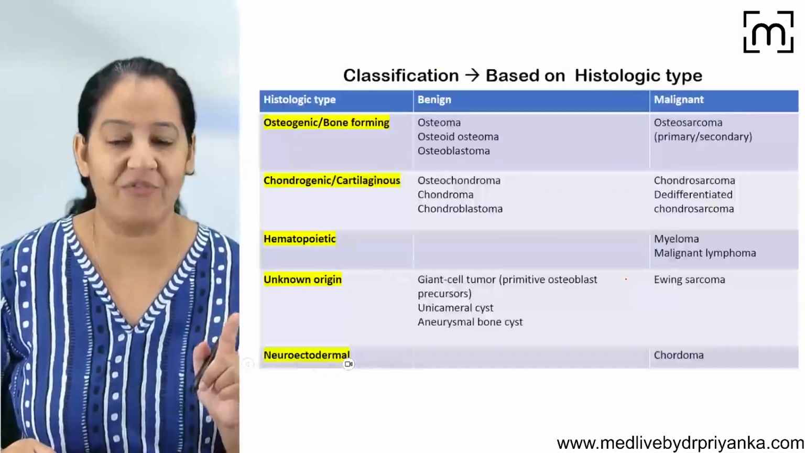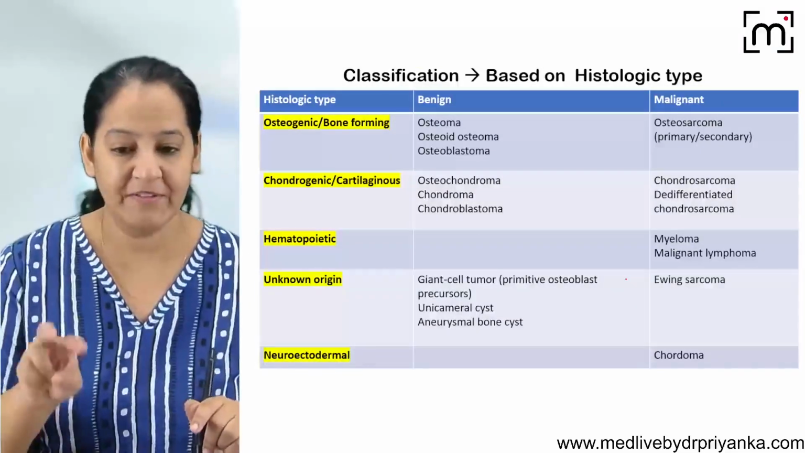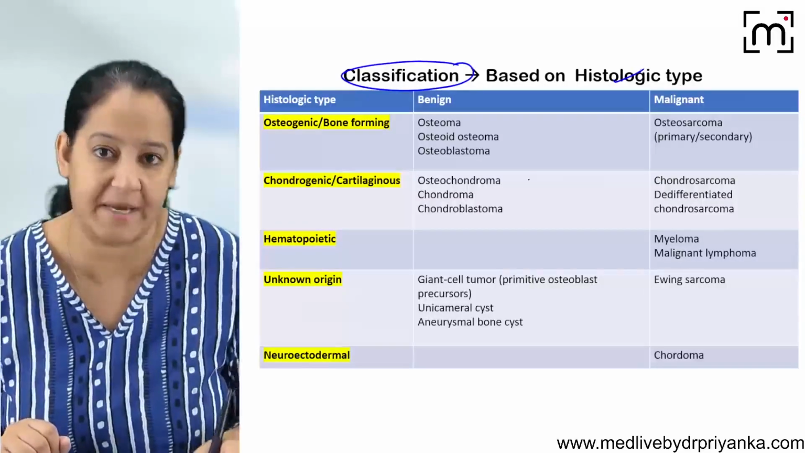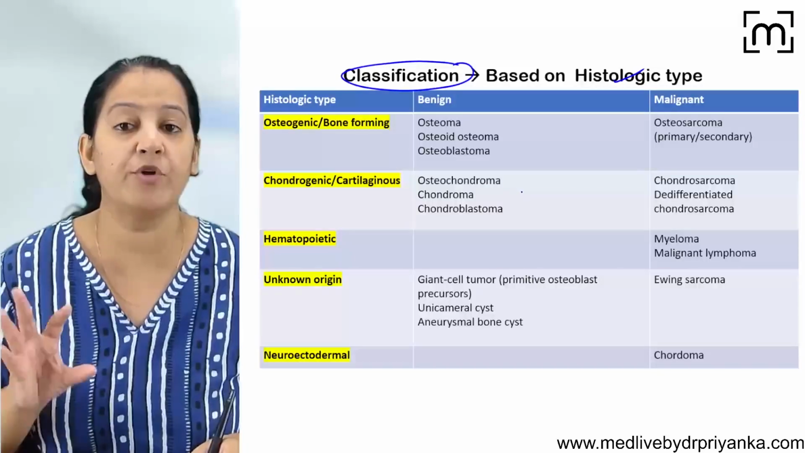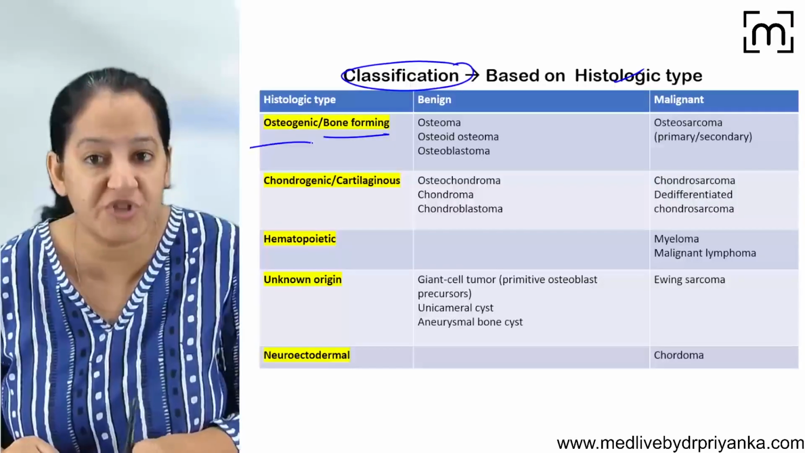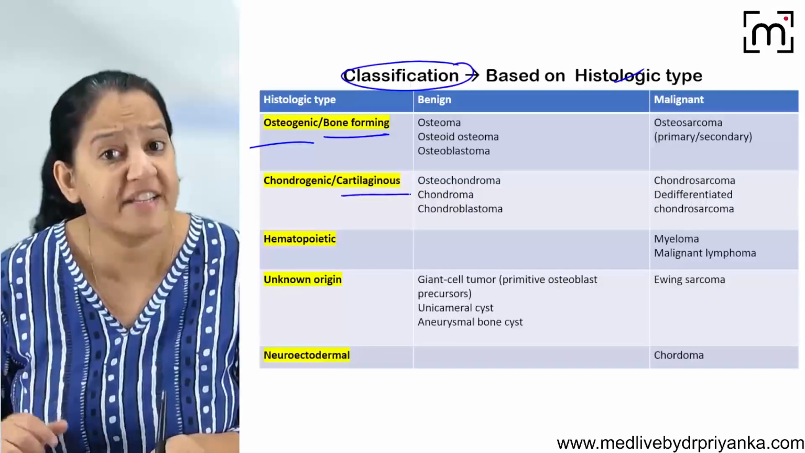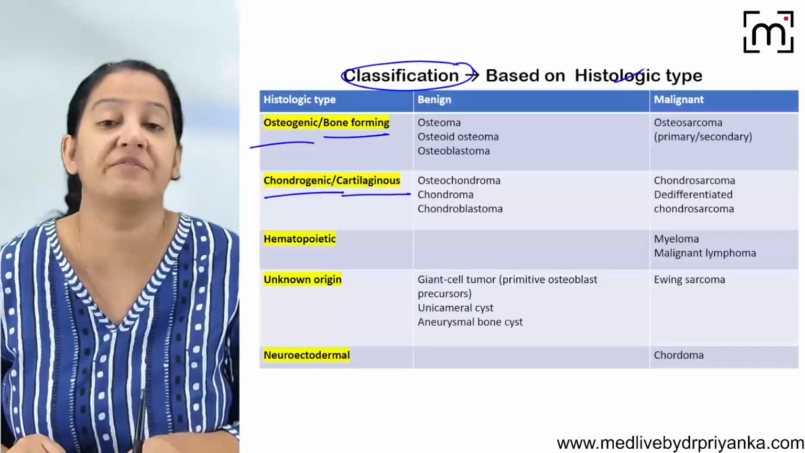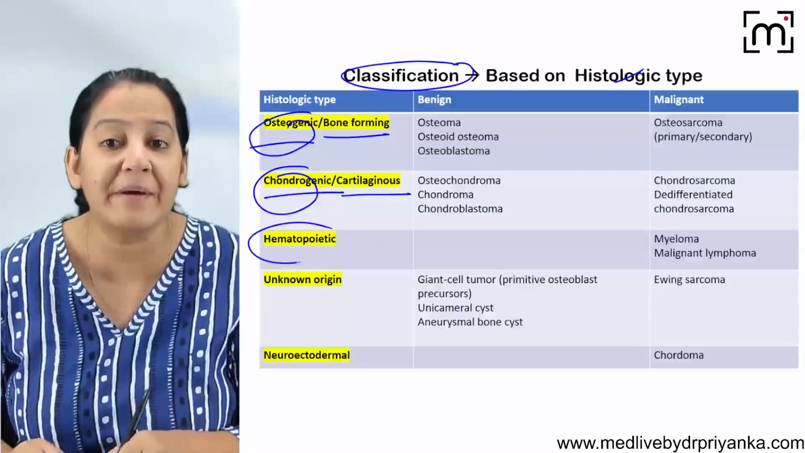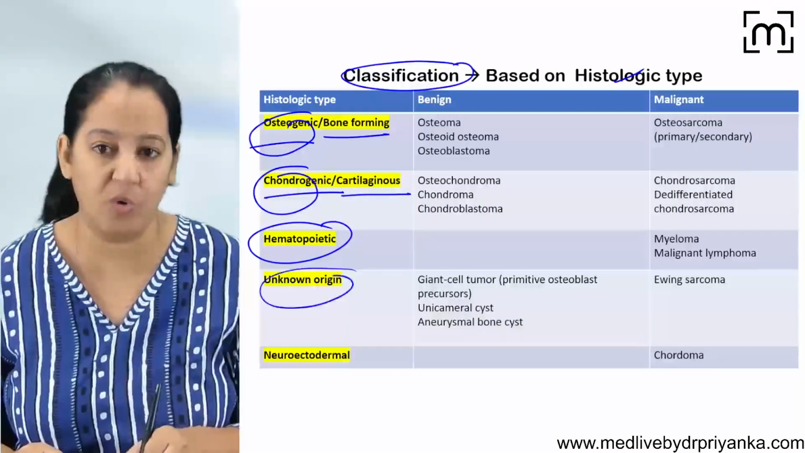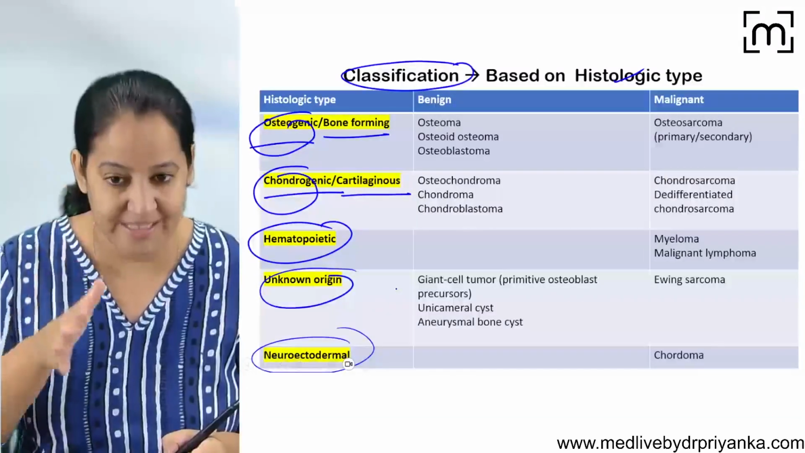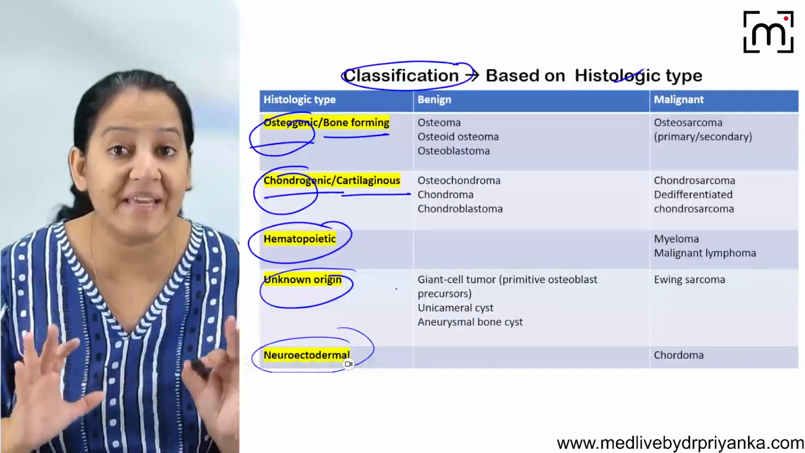So let's start it. First of all, I will be telling you the classification. So we will discuss two types of classification of bone tumors. As I told you, the first classification is based on histogenic type. So we divide the bone tumors into 5 categories. Whether the bone tumors are bone forming, that is osteogenic in nature, or whether they are cartilaginous in nature, that is chondrogenic, or whether they are hematopoietic in nature, or whether they are of unknown origin or neuroectodermal in origin. So we are dividing them into these 5 categories based on their basic histogenic type.